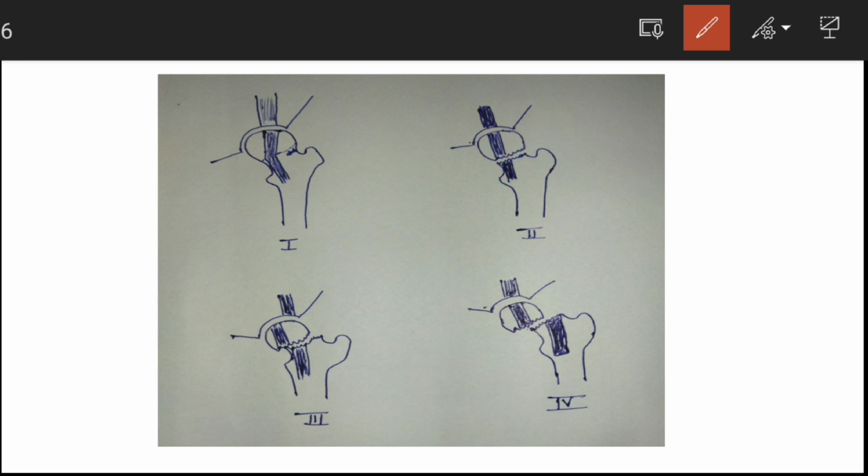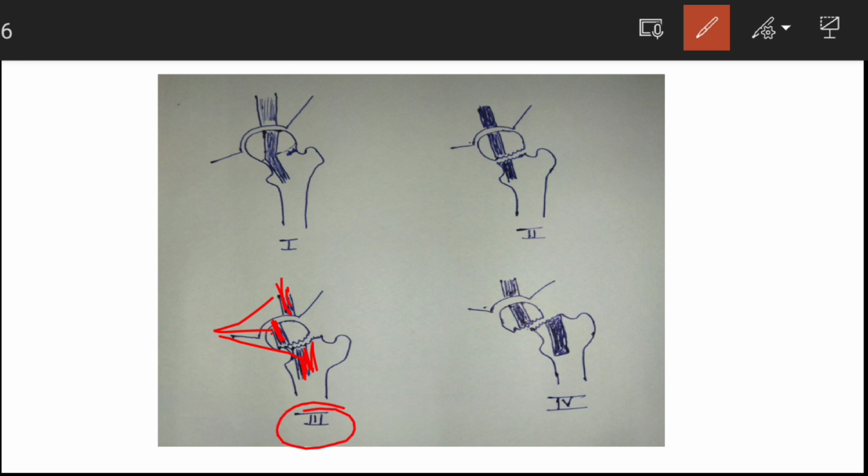In third, there is a complete displacement, and all three sets of the trabeculae are out of alignment. Here you can see the trabeculae between the acetabulum and the head of the femur is lost, and also the trabeculae between the head of the femur and the neck of the femur is lost. So all three sets of the trabeculae are out of alignment in case of the third stage.